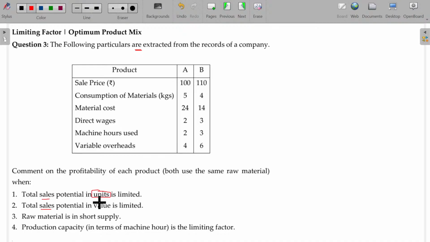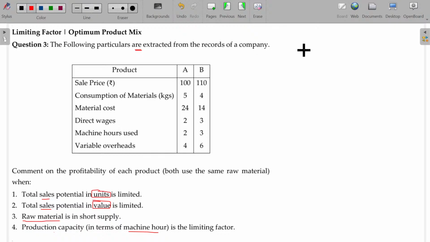Second, sales potential in value is limited. Third, raw material is in short supply. Fourth, production capacity in terms of machine hours is the limiting factor. So, four limiting factors. Each and every limiting factor will be calculated independently, not collectively. Assume that only the sales units is the limiting factor. What could be the chosen one?